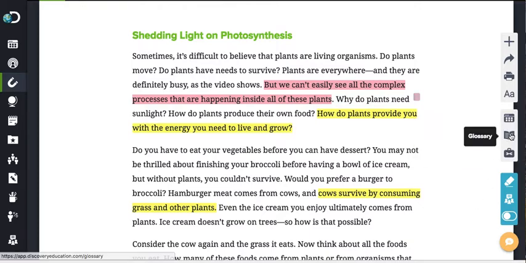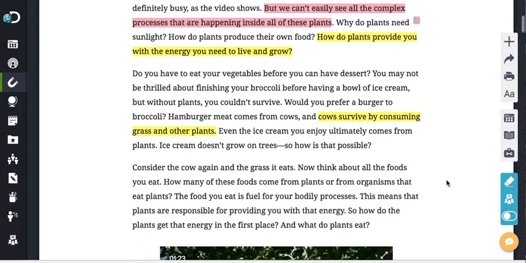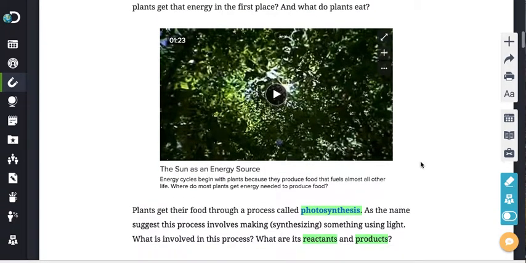Over here, I don't need to show you these other things yet, and so we'll just go ahead and keep going down. Okay, so here it's talking about, consider how the animal is getting the fuel that they need for their processes. How are plants getting that energy in the first place, and what are plants eating? There's a cool video here that you can watch, and we'll watch it together right now.